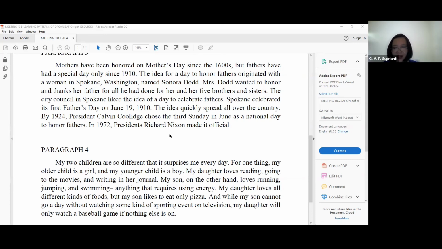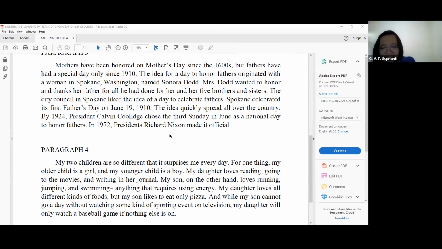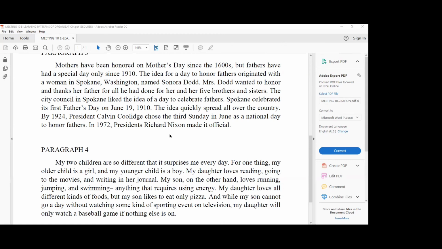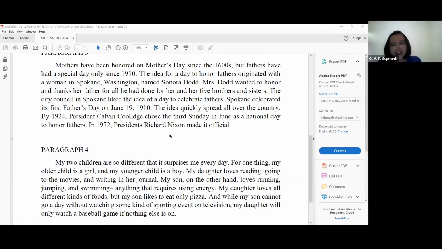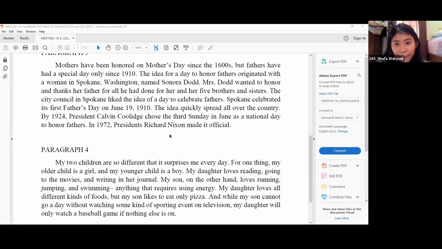What about Shafa? I think the pattern is time order, Miss. Sorry, Nitya? I think the pattern is time order. Time order. Okay, thank you, Nitya. What about Shafa? What do you think? Same as Nitya, Miss. Time order. Time order or sequence, yeah? Right. So, Shafa, time order of what? What is this paragraph about? I think time order of Father's Day. Father's Day? Yeah.